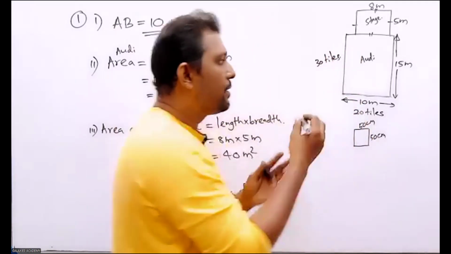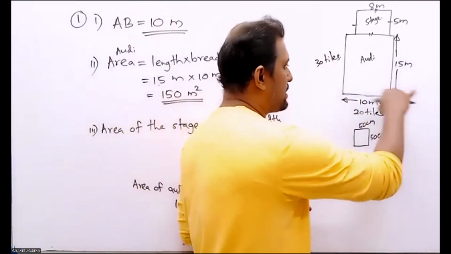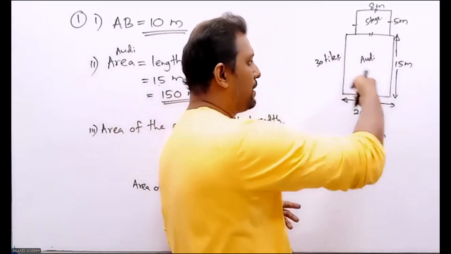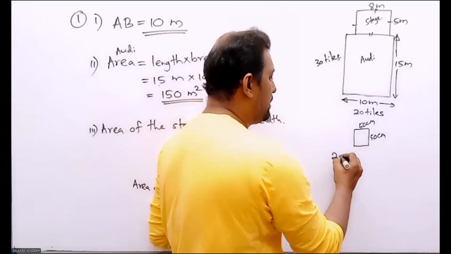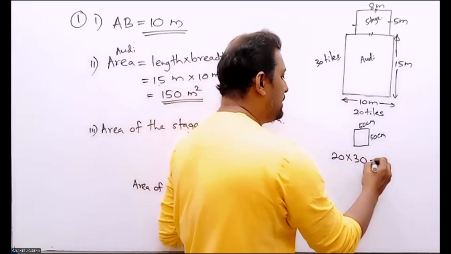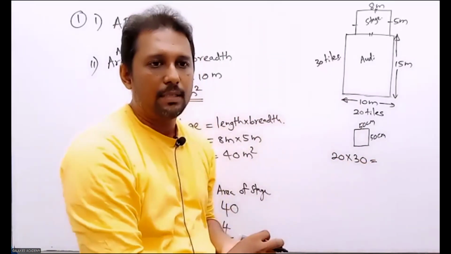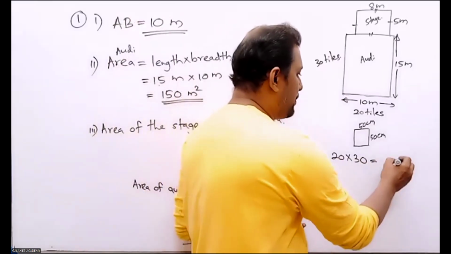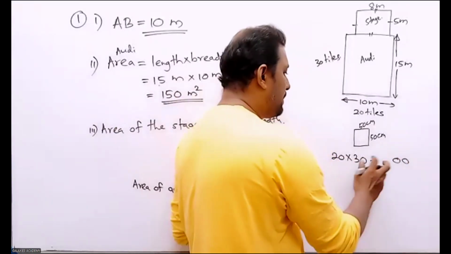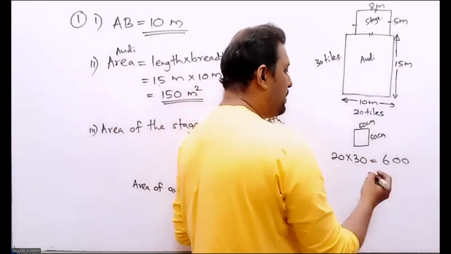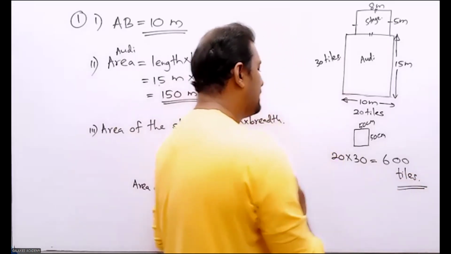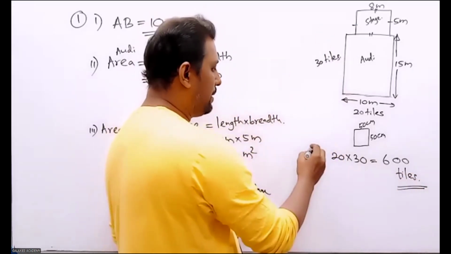So how many total tiles are needed? This side 20, this side 30. So we have to cover this whole area, no? So how many tiles are needed? 20 multiply 30, right? 0 and 0 you can put at the end of the number. 2 multiply 3, 6. So how many tiles? 600 tiles are needed to cover this auditorium.